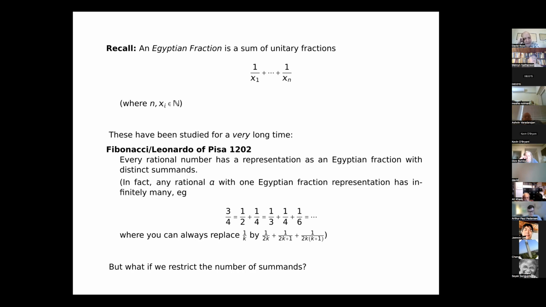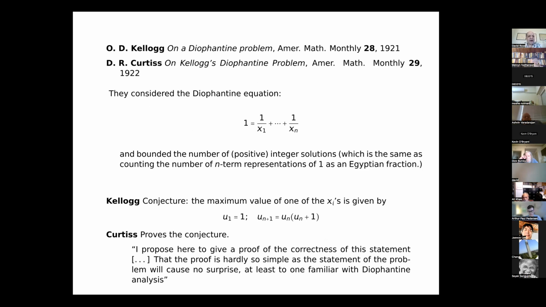So the question is, what if you restrict the number of summands? If you're interested in representing a number by an Egyptian fraction with 7 summands, for example, that brings us 700 years into the future, to the 1920s, and a pair of papers appeared, one in 1921 and one in 1922, in the Monthly.